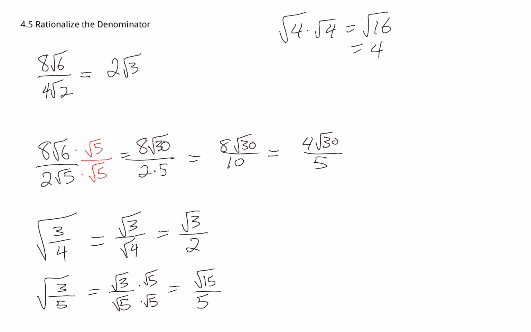Okay, so the process is the same. You just got to make sure when you rationalize it, you times it by whatever that bottom square root number is. And only the bottom square root. Like if you look at this example up here, we didn't care about the 2. We were only worrying about the square root of 5.